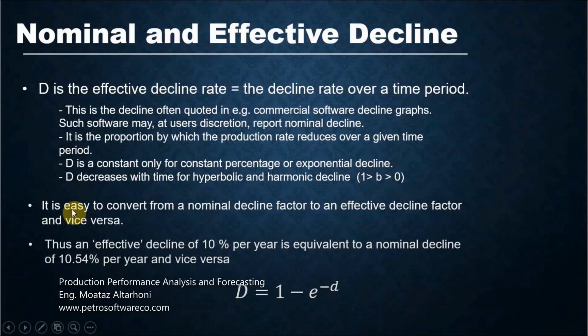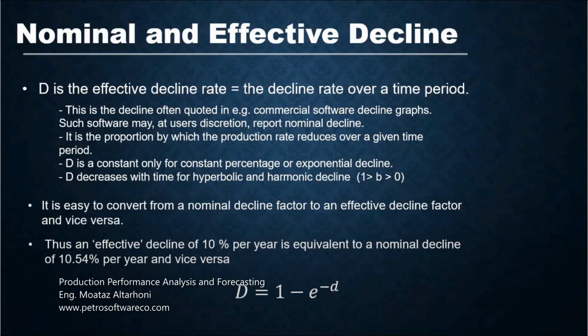It's easy to convert from a nominal decline factor to an effective decline factor by using software, and we will see how we can work with nominal and compare the values with effective decline. Nominal can be applied monthly or yearly. Also, effective can be applied monthly or yearly. It depends on the production data and the result we need.